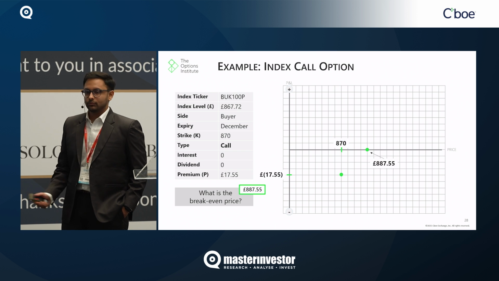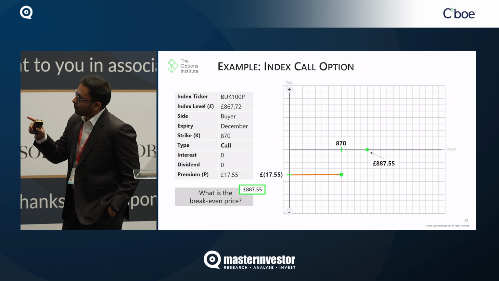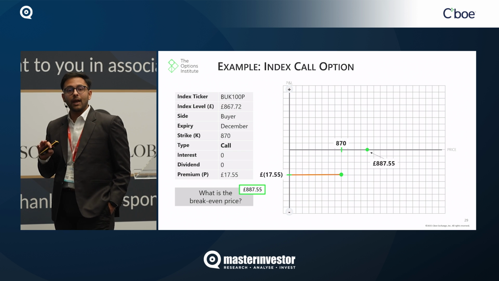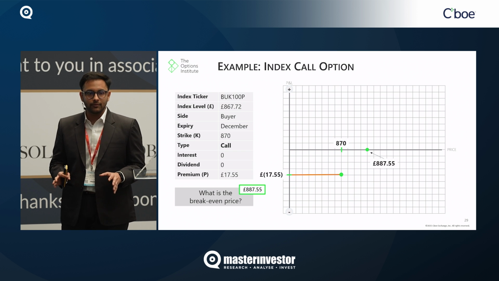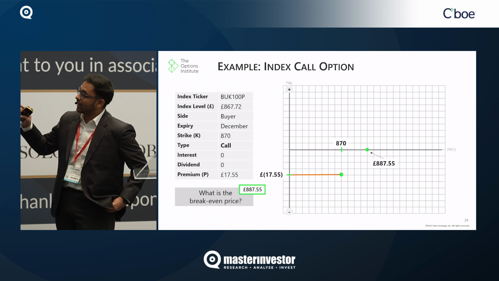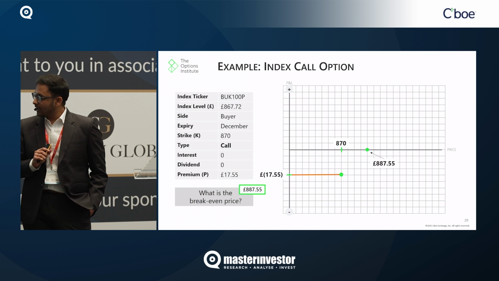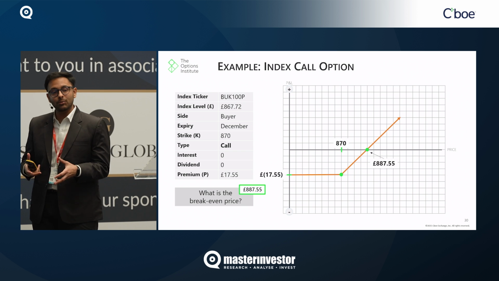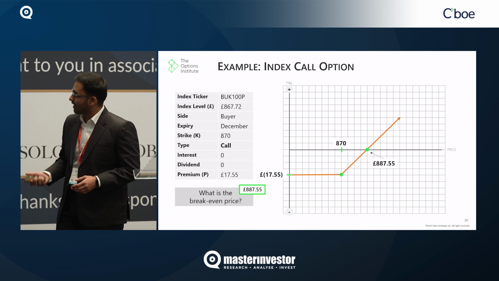So now, we connect the dots. We draw a flat line from that premium point up until the strike price, because up until that point, your option has no intrinsic value. It's not making you any money. So your max loss is going to be 17.55, and that will stay true until the index crosses 870. Once it does though, your option starts building some value into it. It has some intrinsic value for every pound the index moves beyond 870.